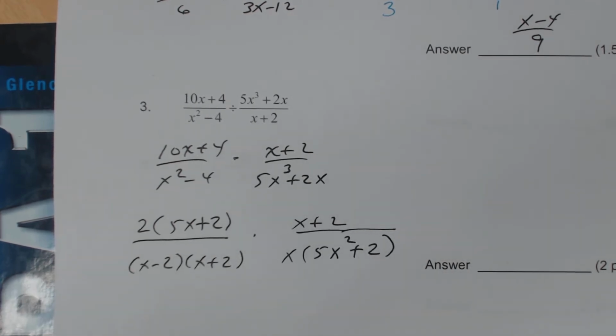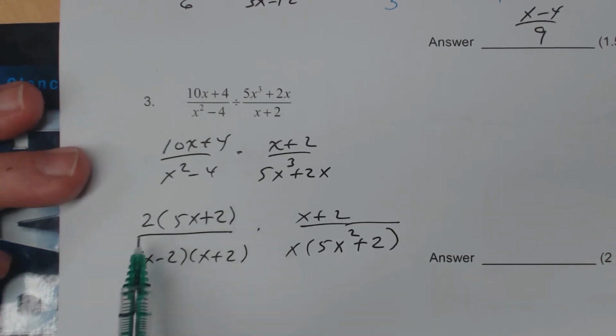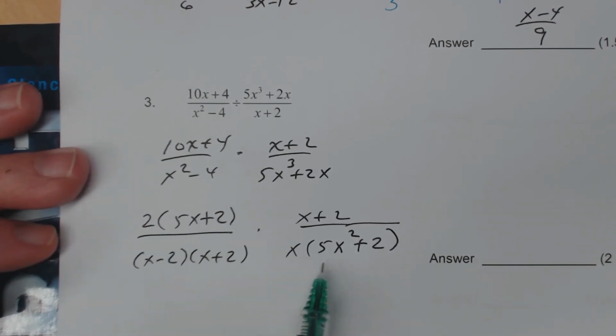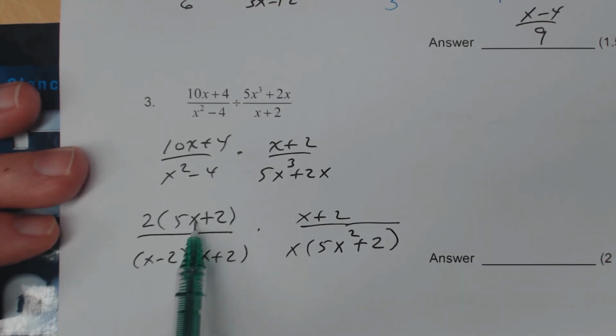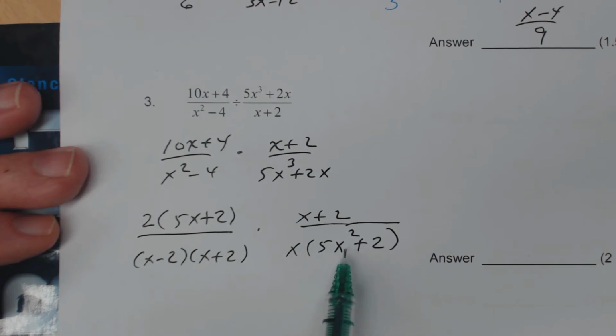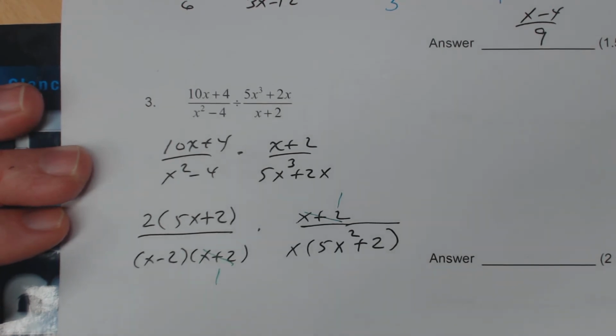Okay. Now, let's reduce. My first factor is a 2. There's no factor of 2 in the denominator. See, my factors are x minus 2, x plus 2, x, and 5x squared plus 2. My next factor is 5x plus 2. Again, there are no factors of 5x plus 2 in the denominator. Don't confuse this with 5x squared plus 2. That is not 5x plus 2, that is 5x squared plus 2. My next factor is an x plus 2. There's an x plus 2 here, so I can reduce those, just like this.